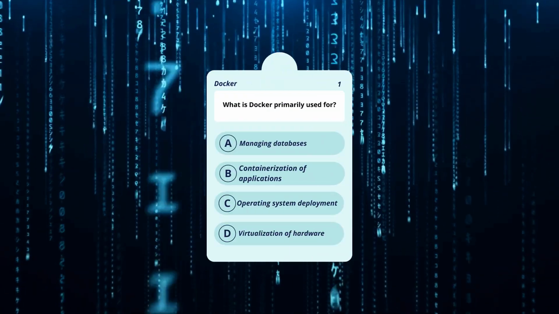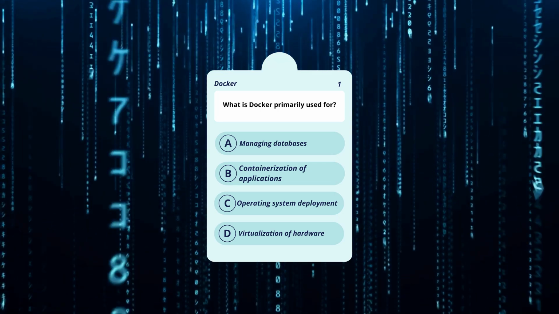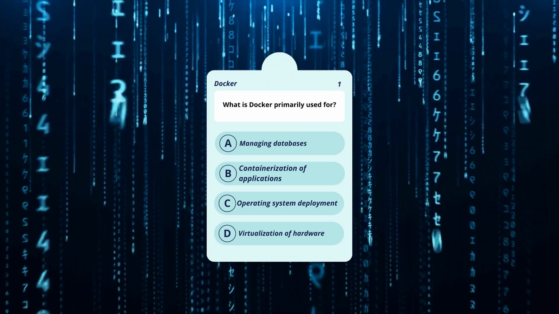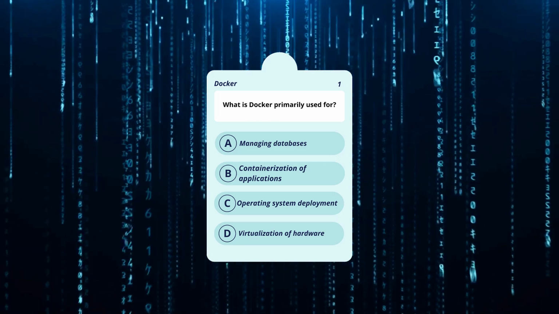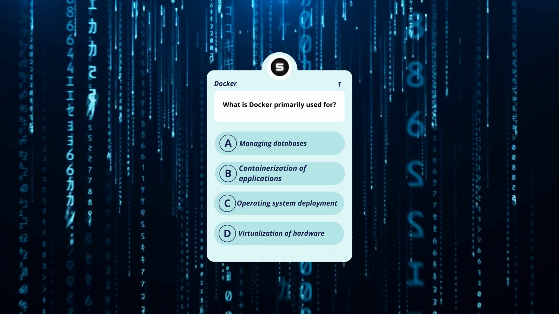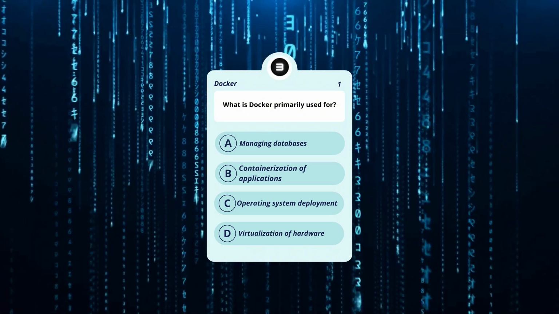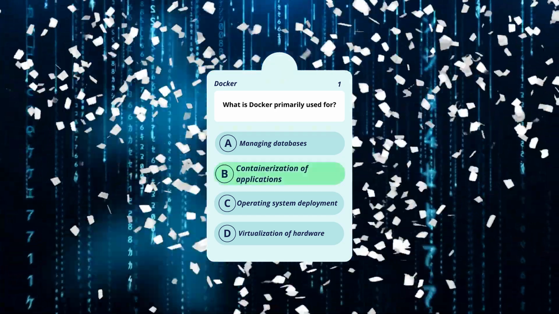What is Docker primarily used for? A. Managing databases. B. Containerization of applications. C. Operating system deployment. D. Virtualization of hardware. Answer: B.